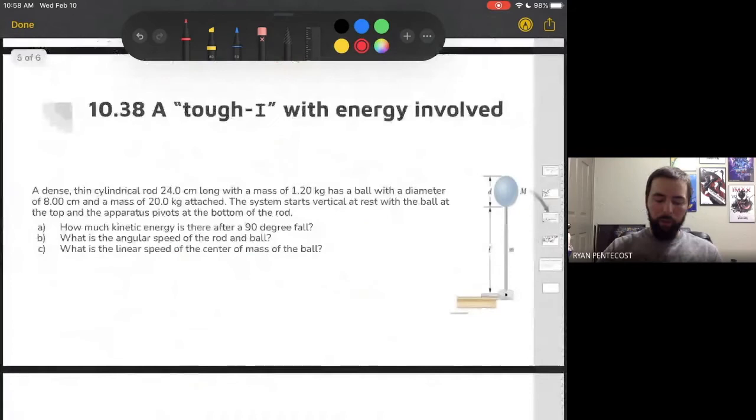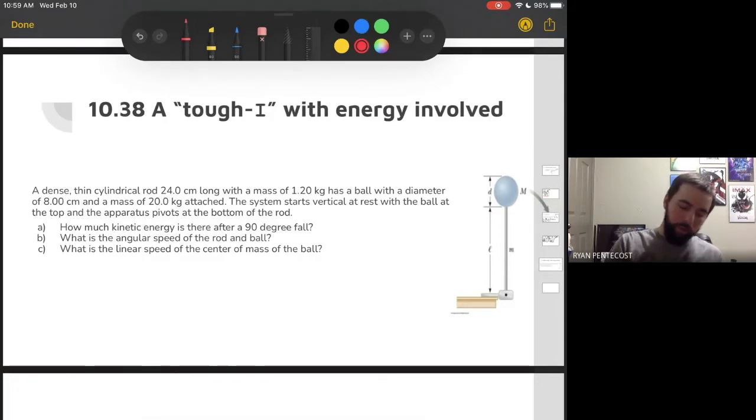Okay, last problem, a toughie with energy involved. So this one does get pretty complicated. We have a dense, thin cylindrical rod that you can see on the right. It is 24 centimeters long with a mass of 1.2 kilograms. There's also a ball with a diameter of 8 centimeters and a mass of 20 kilograms attached at the end of the rod. The system starts vertical at rest with the ball at the top and the apparatus pivots at the bottom of the rod.